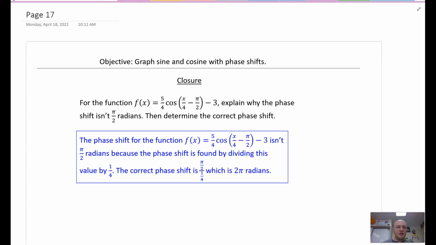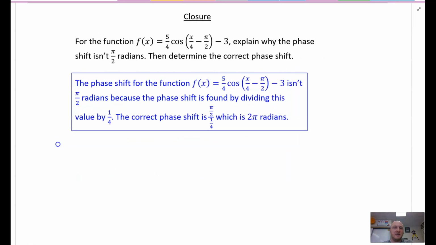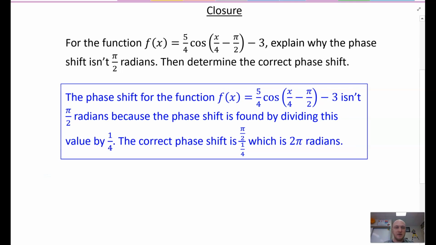Okay. Hopefully you went ahead and determined that they forgot to divide by the 1 over b value, which is 1/4. So if you divide pi halves by 1/4, what you actually get is a phase shift of 2 pi radians. All right, that is it for this video.